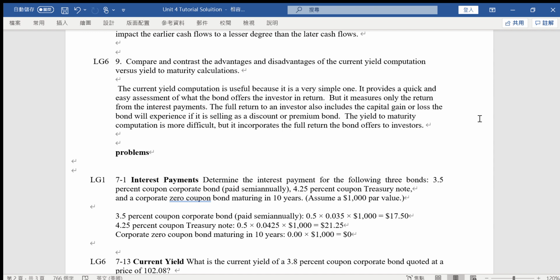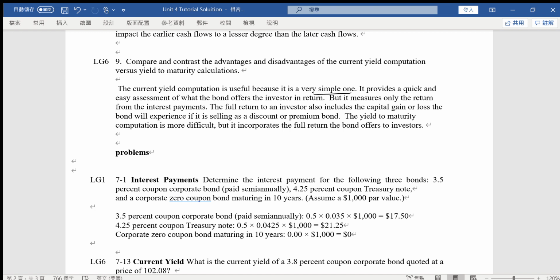Okay, and that will be much easier to understand. For this subjective answer, it gives you a full paragraph to let you understand basically about the computation. You may compare their computation. For current yield, the formula is quite simple. That's why it's very simple, right? Compared to the yield to maturity, the formula is much more complicated. And for the simple one, it's easy to understand and easy to calculate, right?